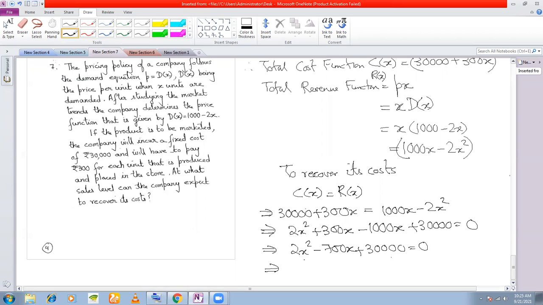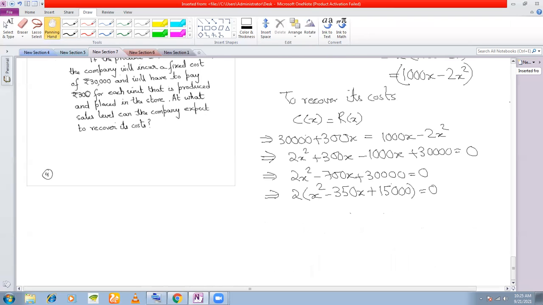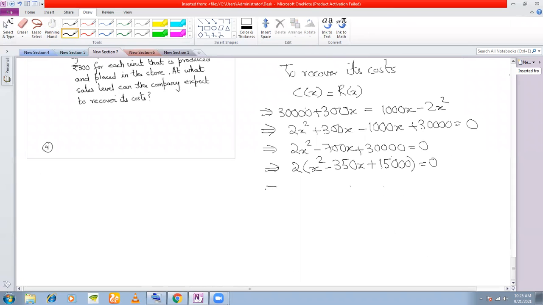Now you can take the LCM, so divide by 2: minus 350x plus 15,000. You get x square minus 350x plus 15,000 is equal to 0. Now you factorize this, 350 are the factors.